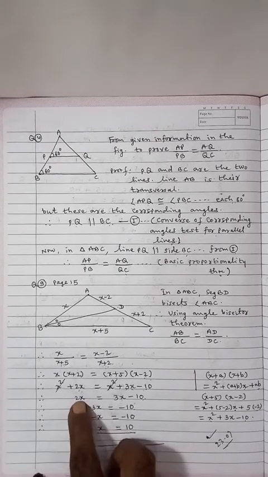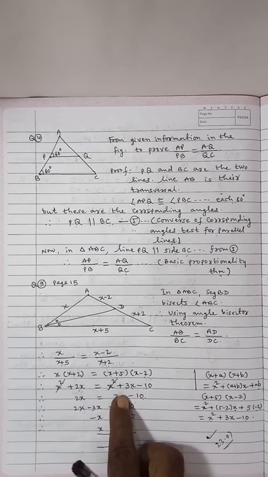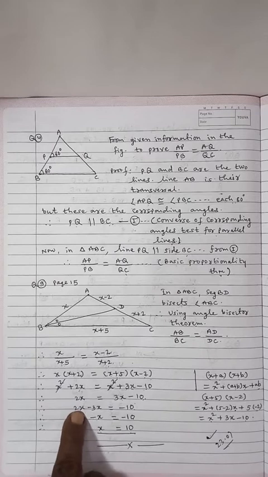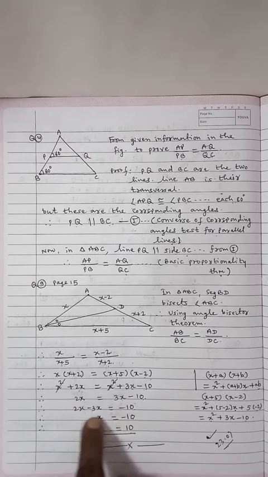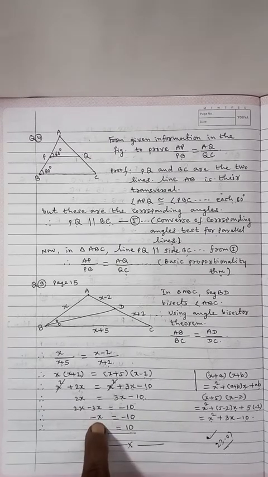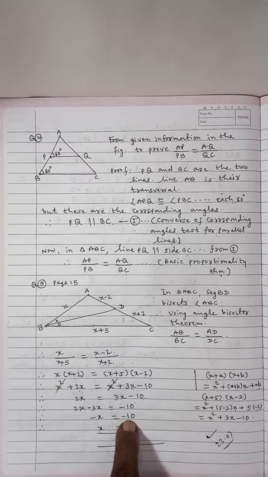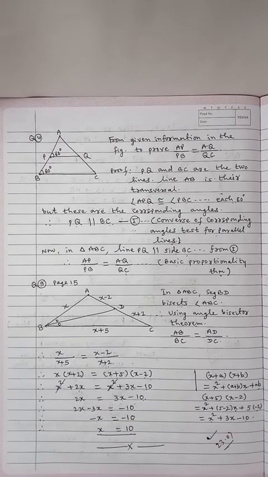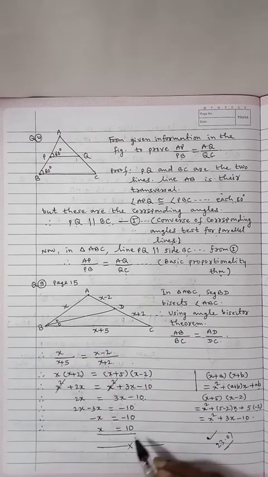And so we have 2x is equal to 3x minus 10. 3x is transferred to the left hand side. So 2x minus 3x is equal to negative 10. 2x minus 3x is negative x equals negative 10. The negative sign is eliminated from both sides by multiplying both sides by negative 1. So we get x is equal to 10. So the value of x is equal to 10.